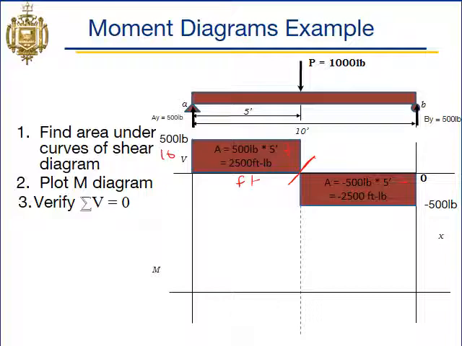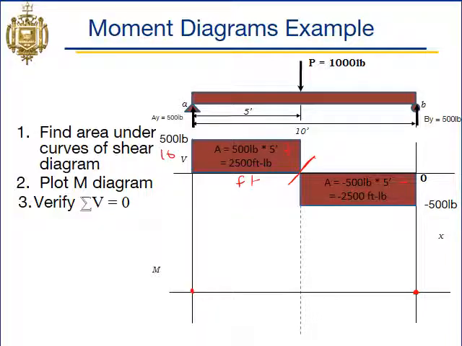So we've actually already got the area under the curve of both those sections. Our magnitude, or our height on this block here, is 500 pounds. The length is 5 feet, right? So the value of moment throughout this 5-foot section is going to get you to 2,500 foot-pounds. Remember, our moment diagram starts at 0 and also ends at 0.